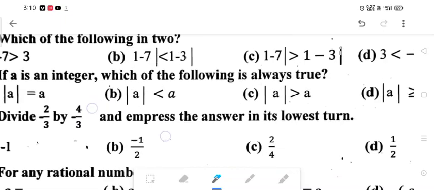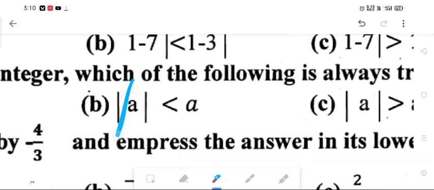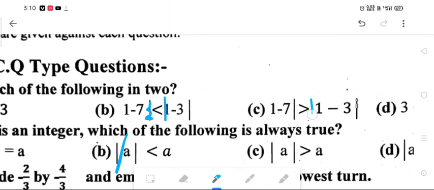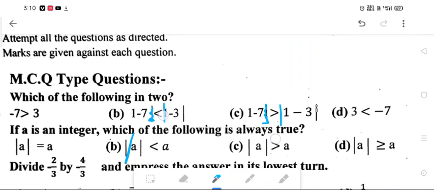As the question is misprinted, this should be mod of 1 minus 3. So 1 minus 7 is less than mod of 1 minus 3. The next is 1 minus 7 is greater than mod of 1 minus 3, and the D is 3 is less than minus 7.